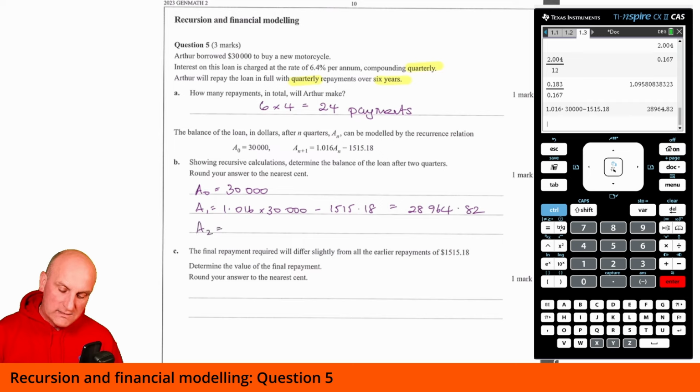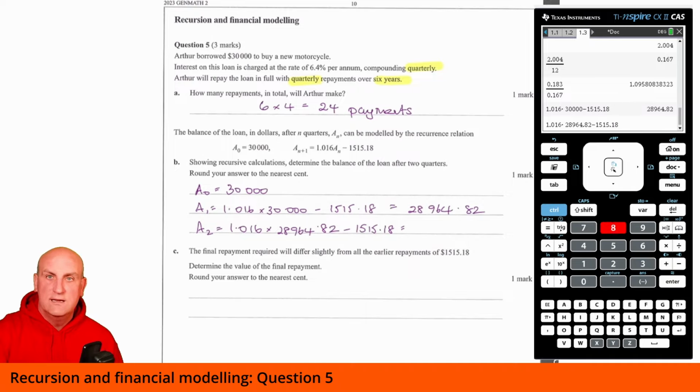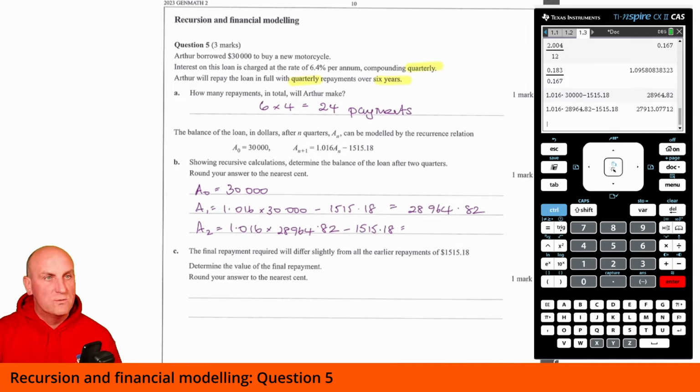And my A2 is going to be 1.016 times 28964.82 minus 1515.18. So that's 1.016, I'm going to times that by that answer, and take away 1515.18. Hit enter, and out comes that. What are we going to do? Round your answer to the nearest cent. So we can do that: 27913.08. There we go. So this is my recursive calculations. Again, these are fairly common questions.